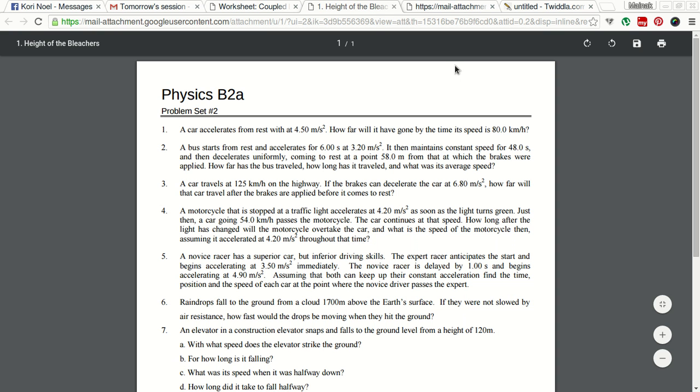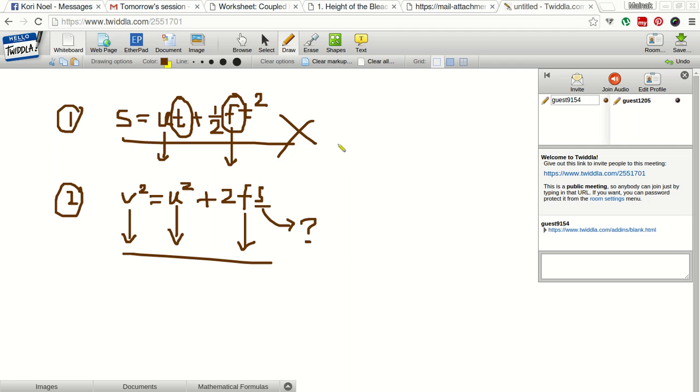No, no, no. 58 is where it stops. 58 meters from that point at which the brakes were applied. Okay, I understand. So can you draw a schematic diagram of this problem first?